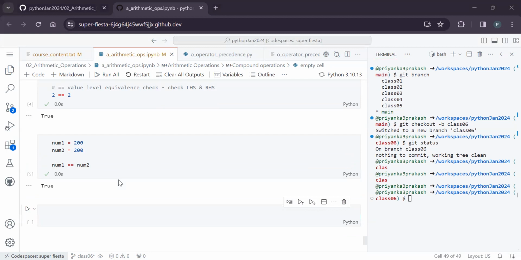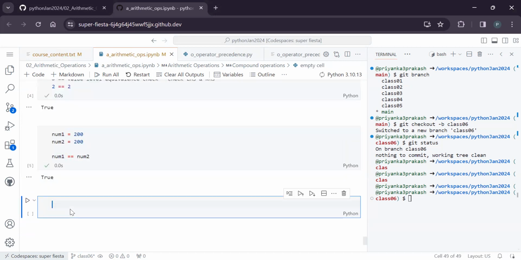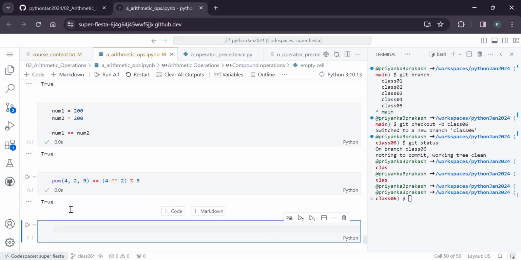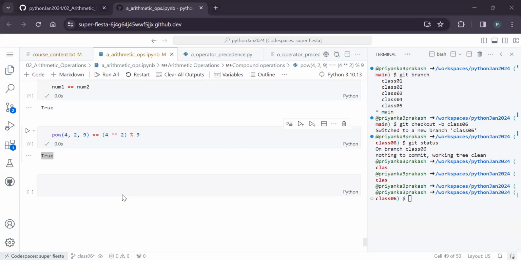So as I told, both these operations give the same output, so can I try and check the output like that? I can say power of these two is equal to 2 equals. In JavaScript, we have 3 equals. That is a different thing. In Python, we have 1 and 2 equals only. So 4 to the power of 2, modulo division 9. Both will give the same answer. So today I introduced one more relational operator called the equivalence operator.